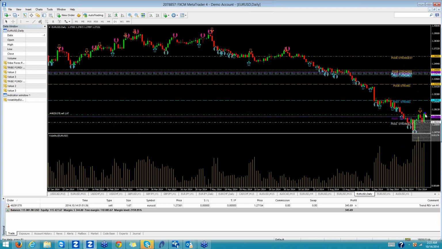So I may have a 50 pip stop loss on a trade like this, and then it'll be a 50 pips take profit. So 0.5 is 0.5. That'll work for me. And sometimes I'll go 0.5 stop loss and go a 100 pip take profit.